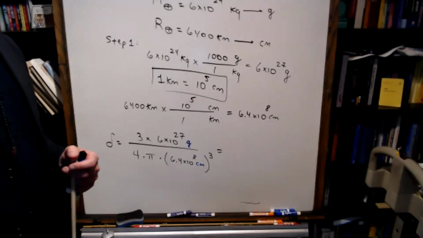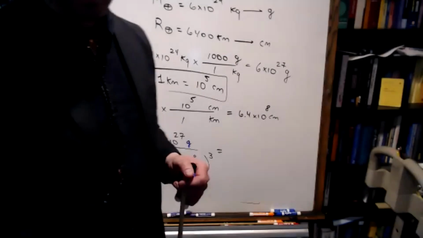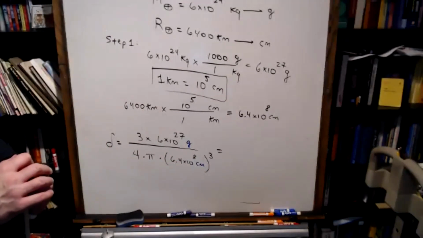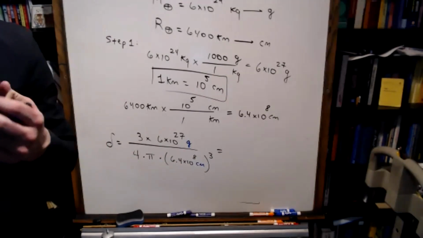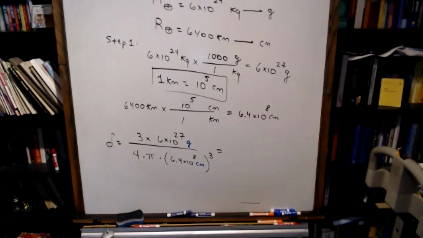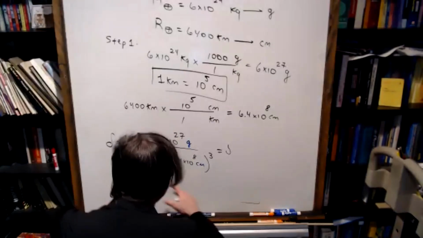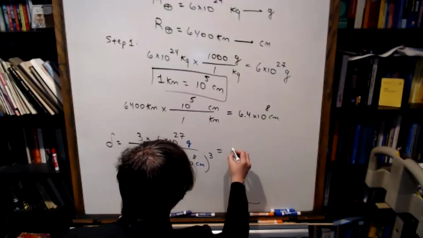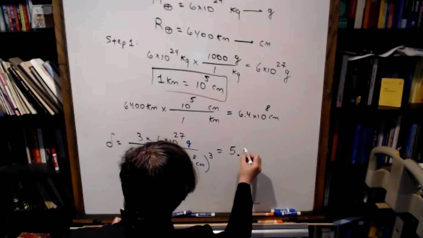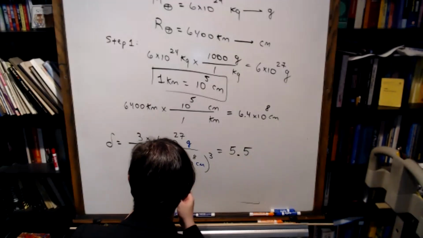I'll retry it. I got 5.5 billion. Billion? Oh, geez, guys, you're scaring the willies out of me here. Hold on. I got just 5.5. There you go. 5.5 grams per cubic centimeter. Because so many of you got that wrong, I think we ought to try that out together.